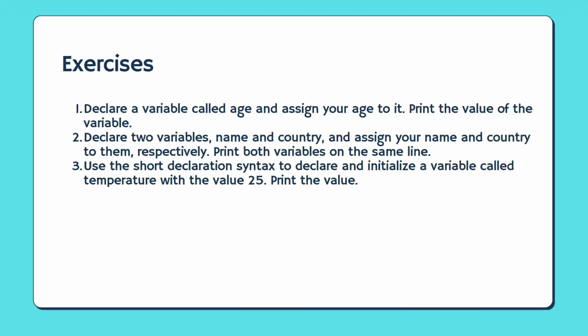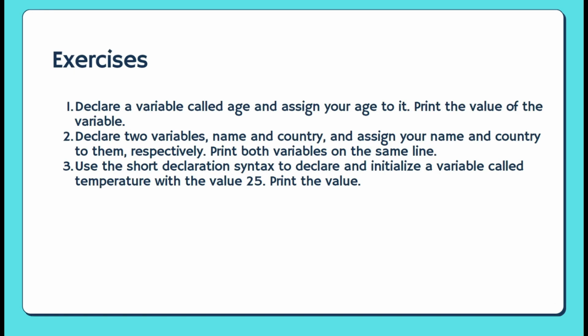Exercises. Number 1. Declare a variable called age, and assign your age to it. Print the value of the variable. Number 2. Declare two variables, name and country, and assign your name and country to them, respectively. Print both variables on the same line. Number 3. Use the short declaration syntax to declare and initialize a variable called temperature with the value 25. Print the value.